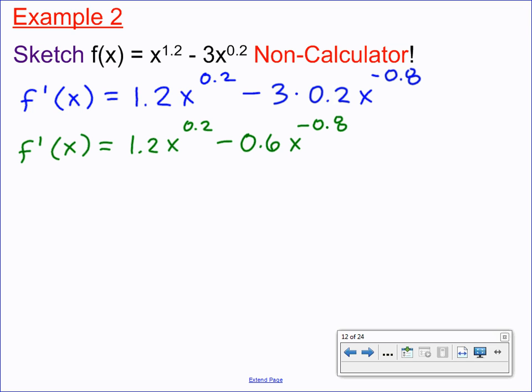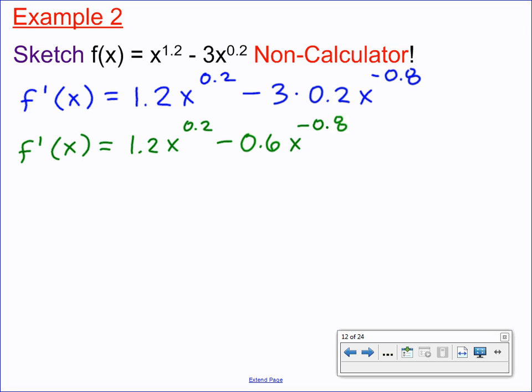And I know that my function f has critical values when f prime equals 0 or is undefined. So are there any values of x for which my function is undefined? Yes, I see that the second term is going to have a fraction, right, because x to the negative 0.8 is the same as 1 over x to the positive 0.8. I know that that would have an undefined value when x equals 0. So I've got a critical value at x equals 0 from this fractional expression.